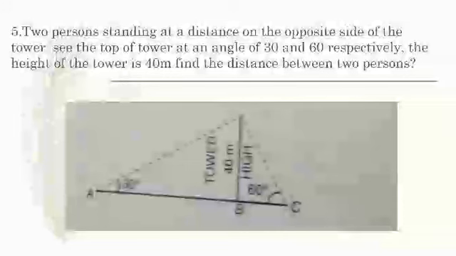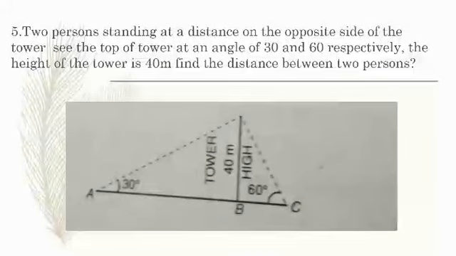My fifth problem is: two persons standing at a distance on the opposite side of a tower see the top of the tower at an angle of 30 degree and 60 degree respectively. The height of the tower is 40 meters. Find the distance between the persons.